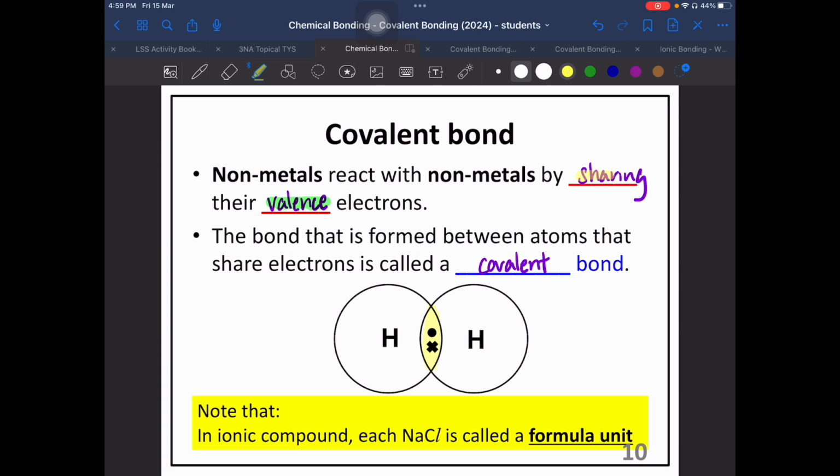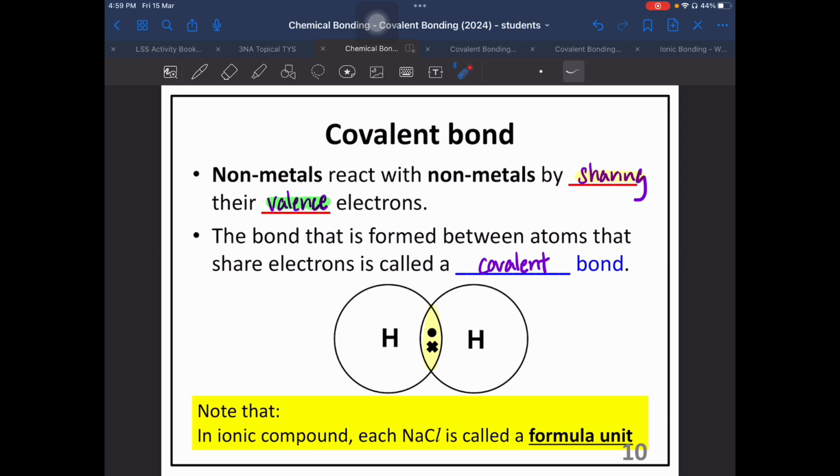When we talk about sharing, what we want to see is that the electrons are actually shared between two particular atoms, and that is what we call a bond. This itself is what we call a covalent bond. In the ionic chapter, whatever we've been drawing is also known as a formula unit. But in the covalent chapter, we will not use the term formula unit. We'll just say dot and cross. Generally, just remember it's a dot and cross diagram whenever you are required to draw the compounds or chemicals that are given to you.